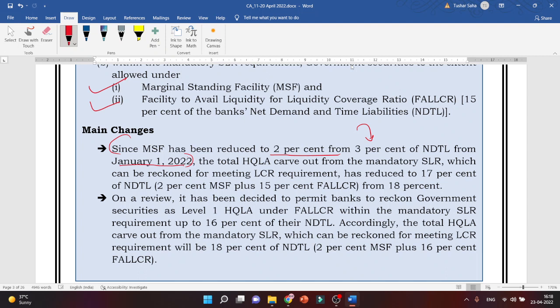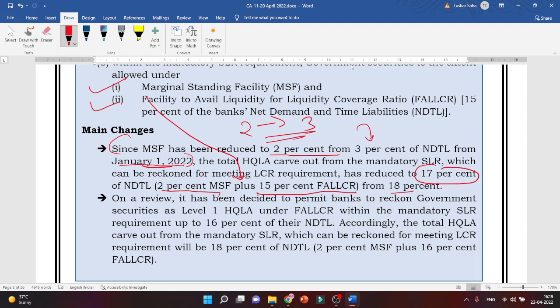The total HQLA carved out from the mandatory SLR, which will be reckoned for meeting the LCR requirement, had been reduced to 17% of NDTL, that is 2% of MSF plus 15% of FALCR, right? So from this line it is coming: 2% of MSF and 15% of FAL, facility to avail liquidity for liquidity coverage ratio, from 18%. So two things to note, right? From 3% to 2%, it happened when? MSF was reduced on January 1, 2022. And since this happened, the RBI is making the changes here.